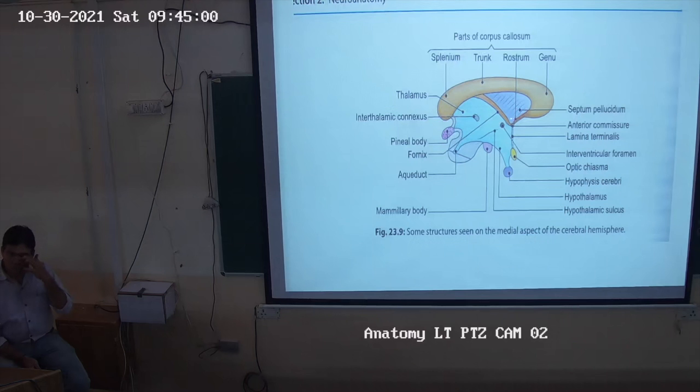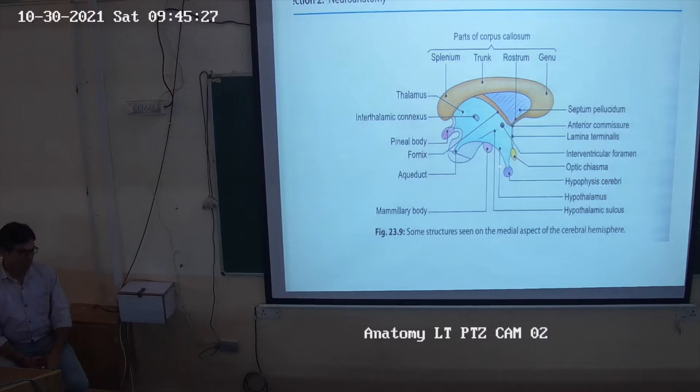The extension downward is called the rostrum, which is also taking part in the formation of the medial wall of the posterior horn. And look down, the further extension of this rostrum to the optic chiasma, that is this part. This is the lamina terminalis. Okay, this is the lamina terminalis, and this is the optic chiasma.